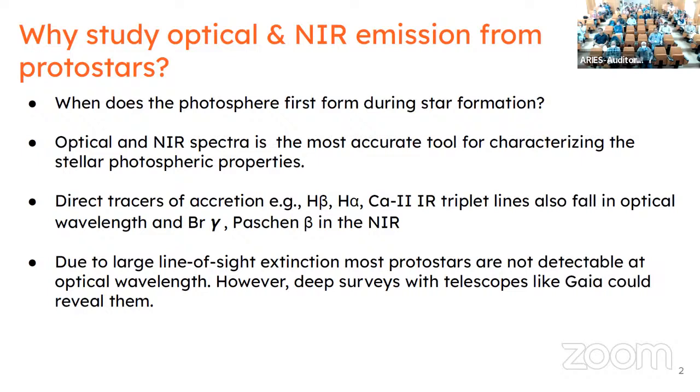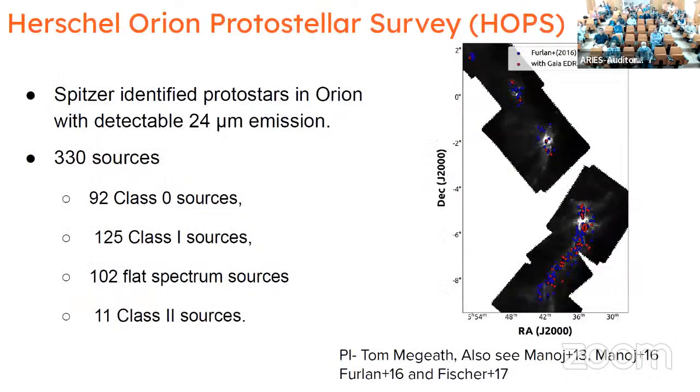However, deep surveys with telescopes like Gaia can actually reveal them. To do this, I started a pilot program where we looked at protostars in the Orion star forming region from the Herschel Orion Protostellar Survey, or HOPS. The HOPS team detected 330 protostars in Orion, 92 of them being class 0, 125 class 1, 102 flat spectrum sources, and there were also some class 2 sources detected in the survey.